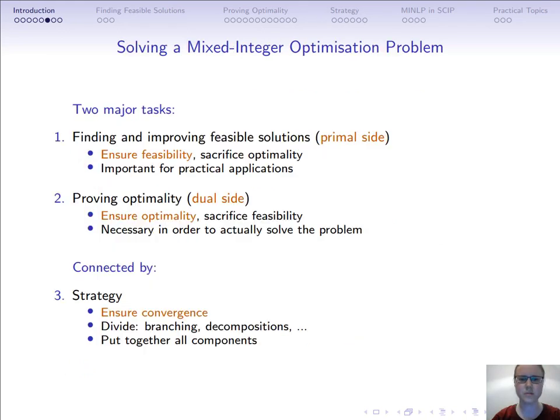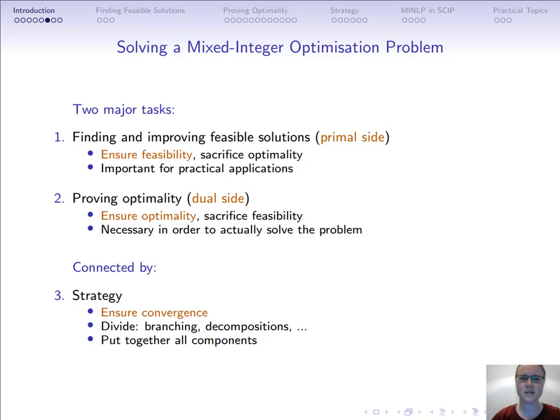Solving an optimization problem means finding a solution that is both feasible and optimal. However, in the case of any mixed integer programming, these two goals usually cannot be achieved simultaneously. Therefore, MILPs are usually approached from two sides.